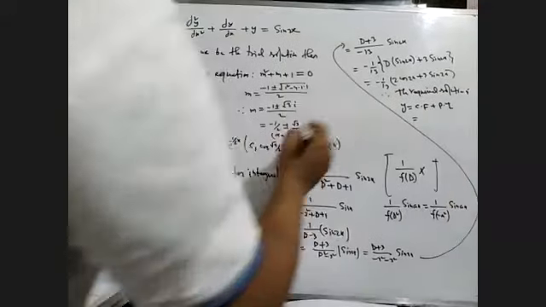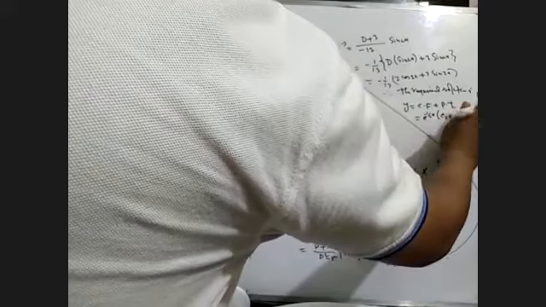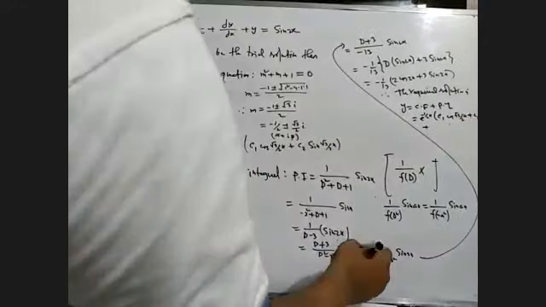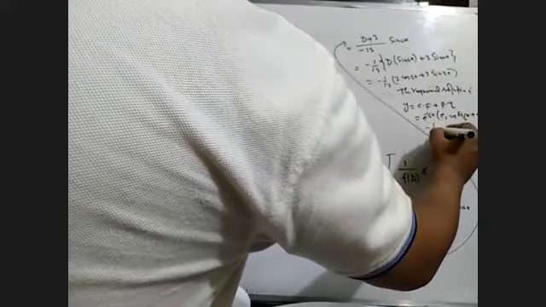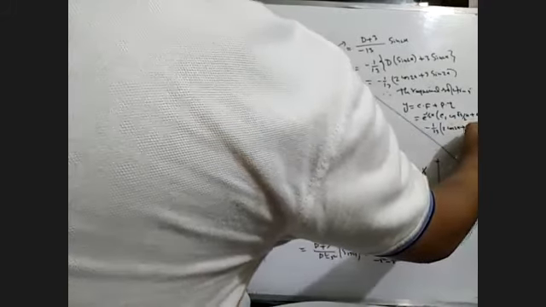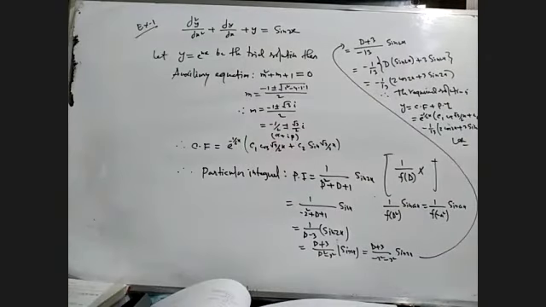Particular integral. Complementary function is this whole: e to the power minus half x, c1 cos root 3 by 2 x plus c2 sine root 3 by 2 x, plus minus 1 by 13, 2 cos twice x plus 3 sine twice x. This is the actual result for this linear differential equation of second order.